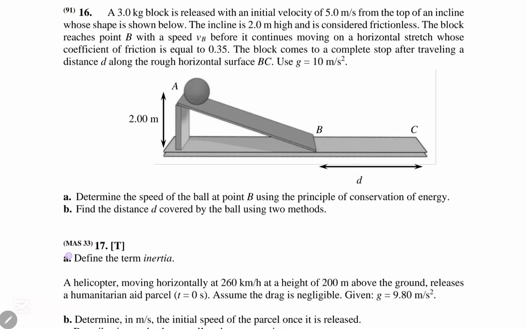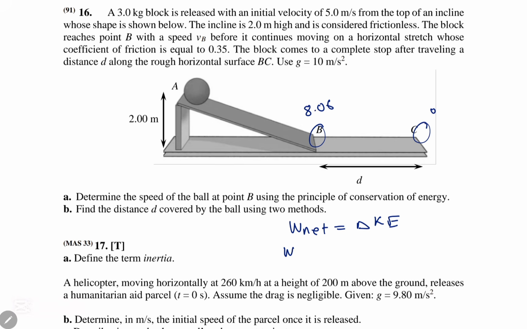Now part B, they said find the distance. So now in part B, it's saying find the distance d covered by the ball using 2 methods. The first method would be to use the work energy theorem. So the net work is equal to the change in kinetic energy. So here it has a speed of what? What did we find the speed to be? 8.06. And then it ends up to stop. So the speed becomes 0.